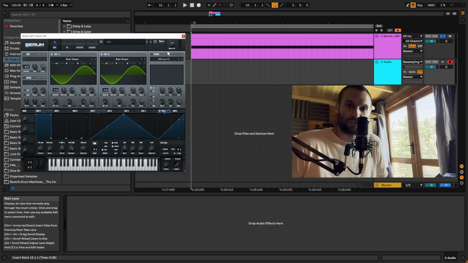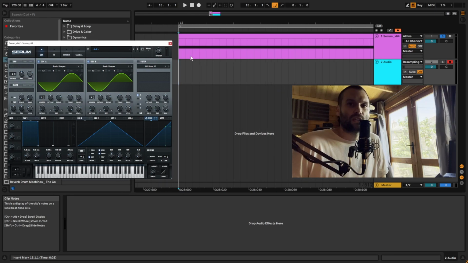Hey guys, today we're going to be talking about phase issues and what it means when two things are out of phase and what problem it causes. Okay, so here I have two sine waves and one of them is panned right and one is panned left.